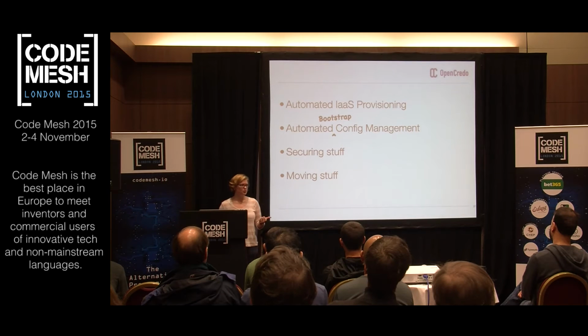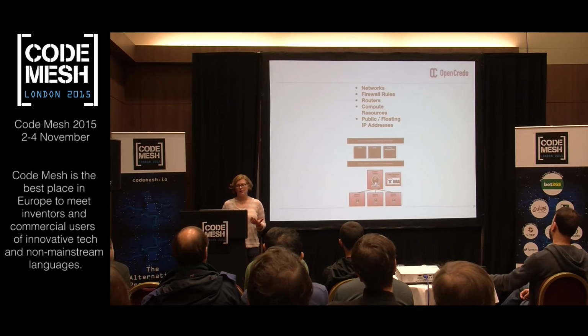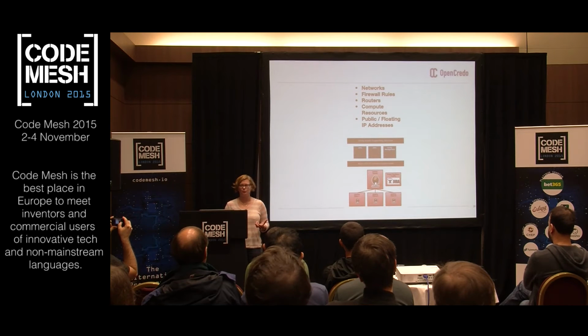We're going to look at infrastructure provisioning, config management, and then securing all of this stuff, and then moving it. So the first challenge is automated infrastructure provisioning. This is about creating the various different resources in the cloud. What I mean by that is things like networks, your firewall rules, your security groups. All of this stuff can be automated by a cloud provider.